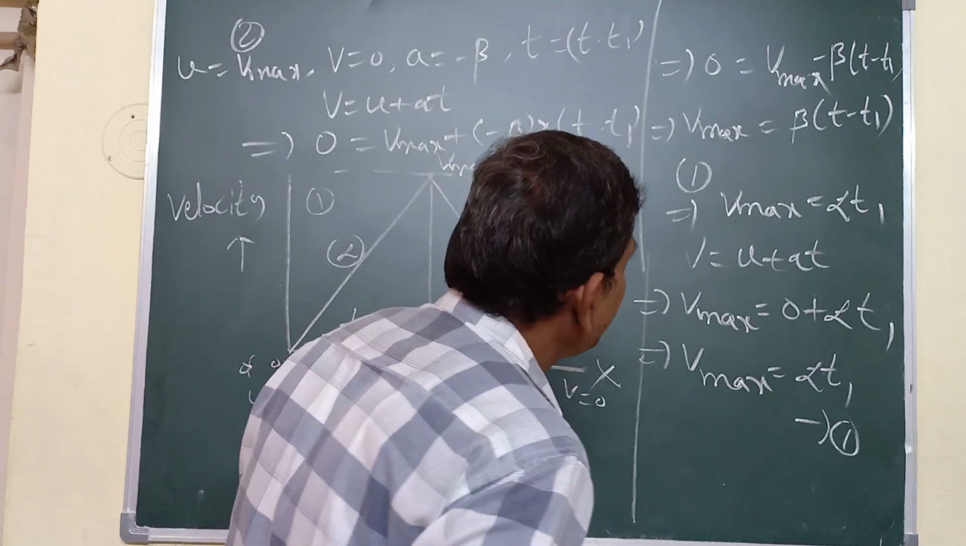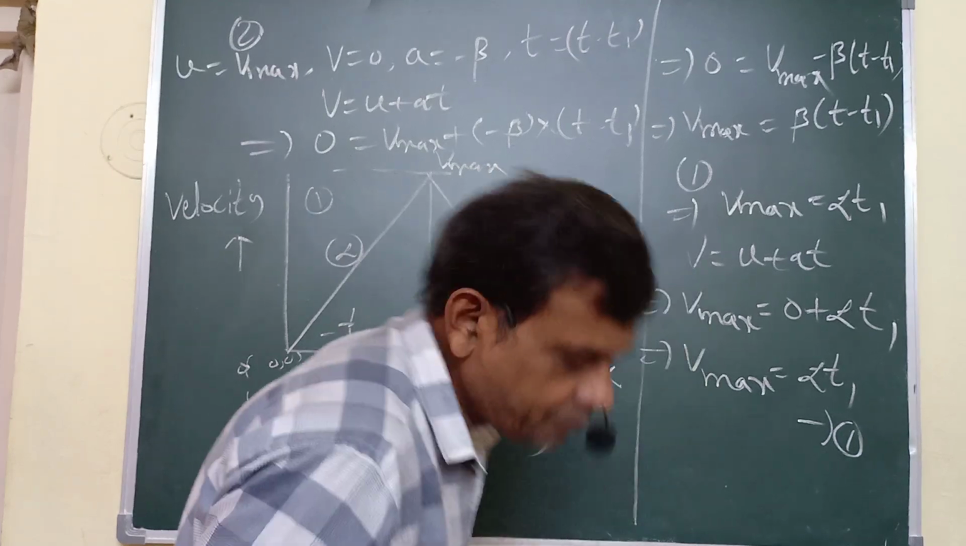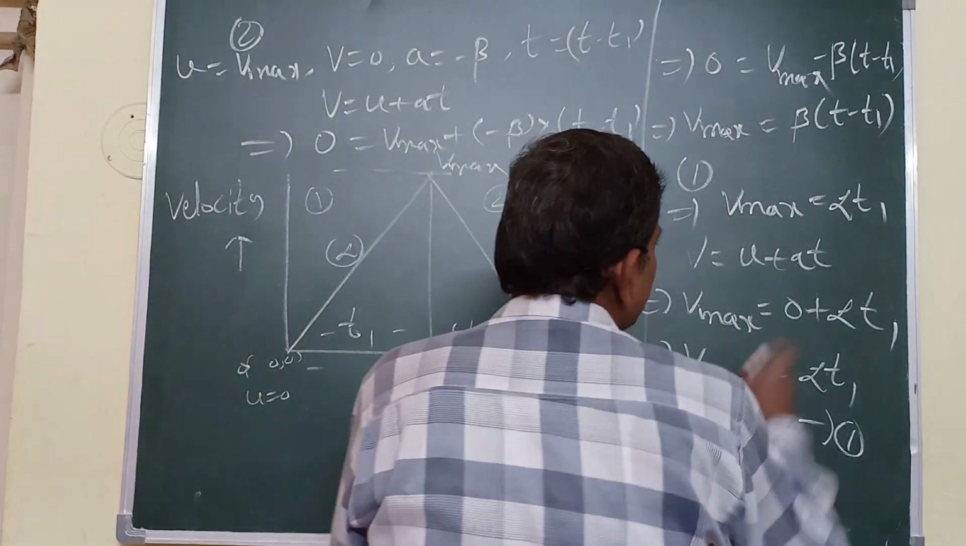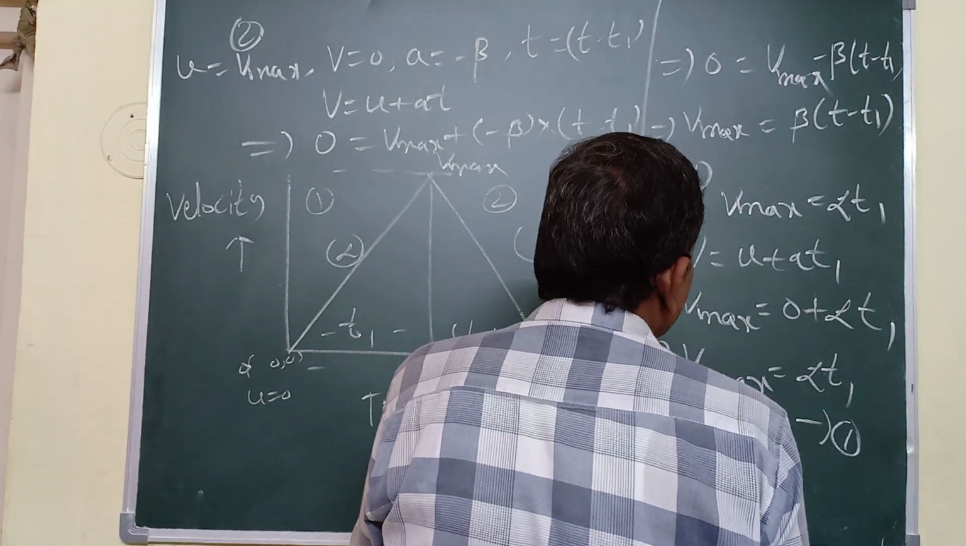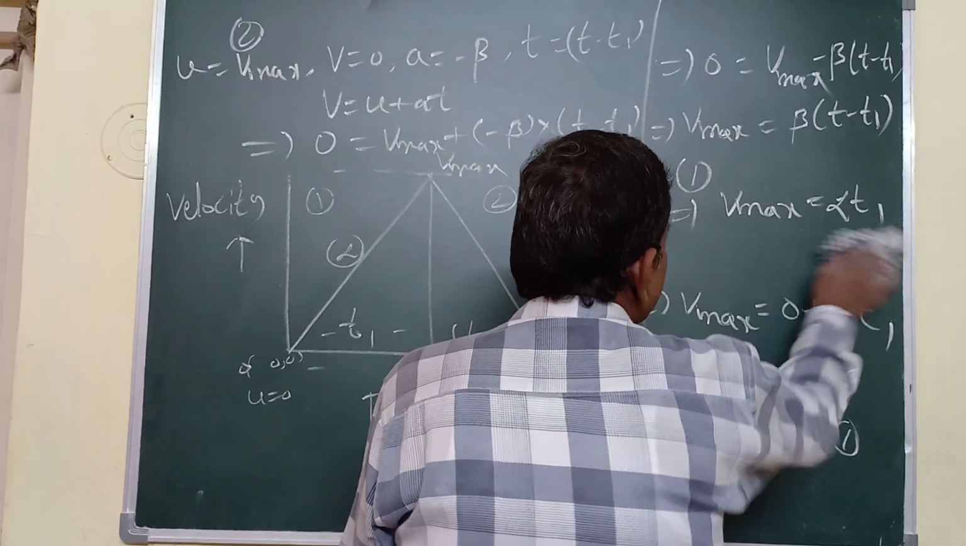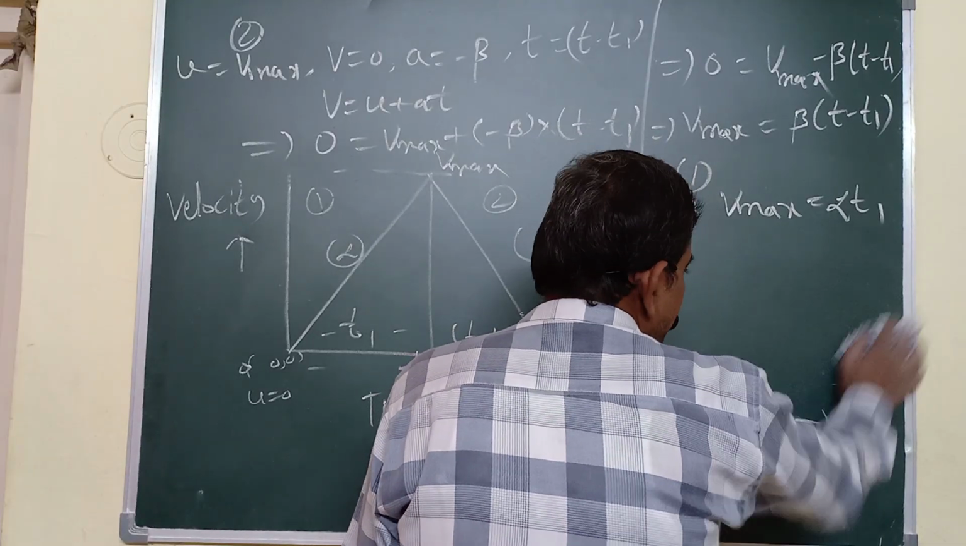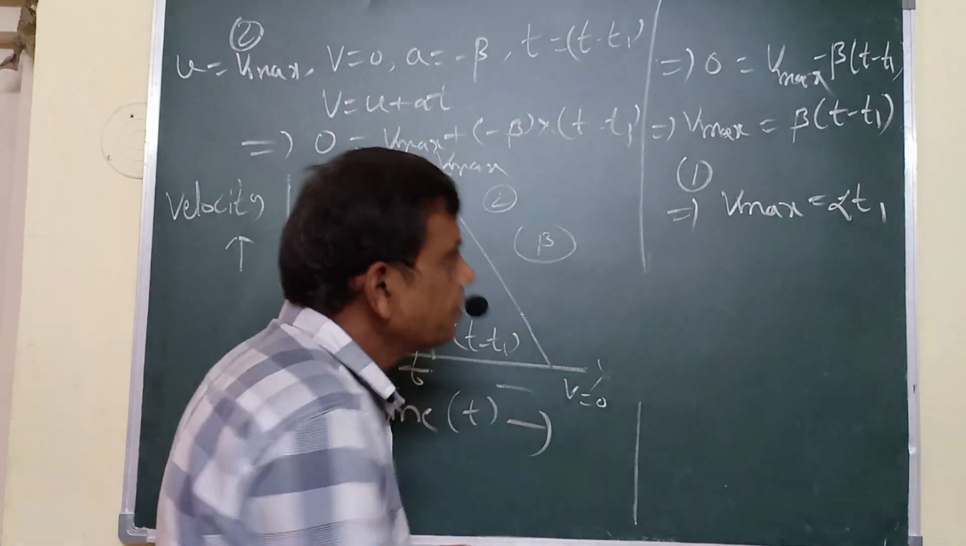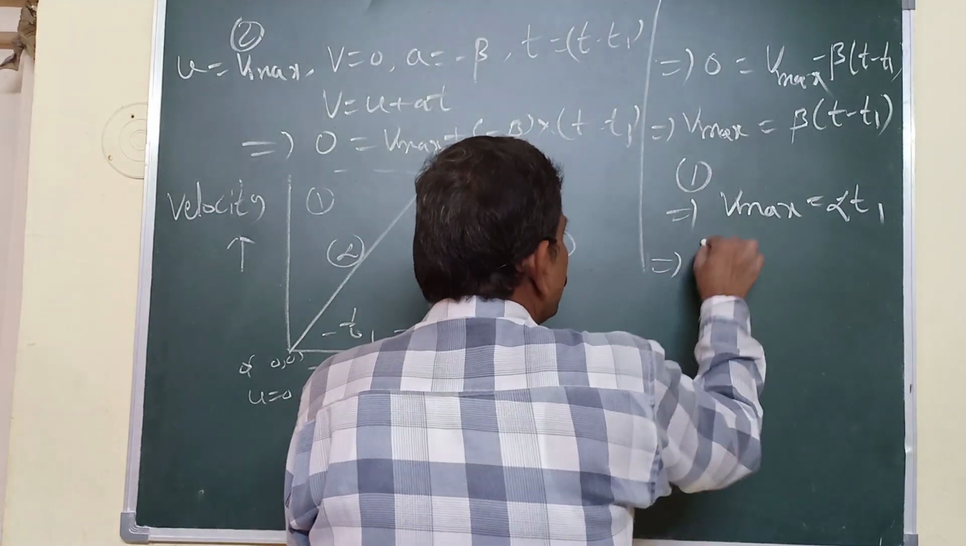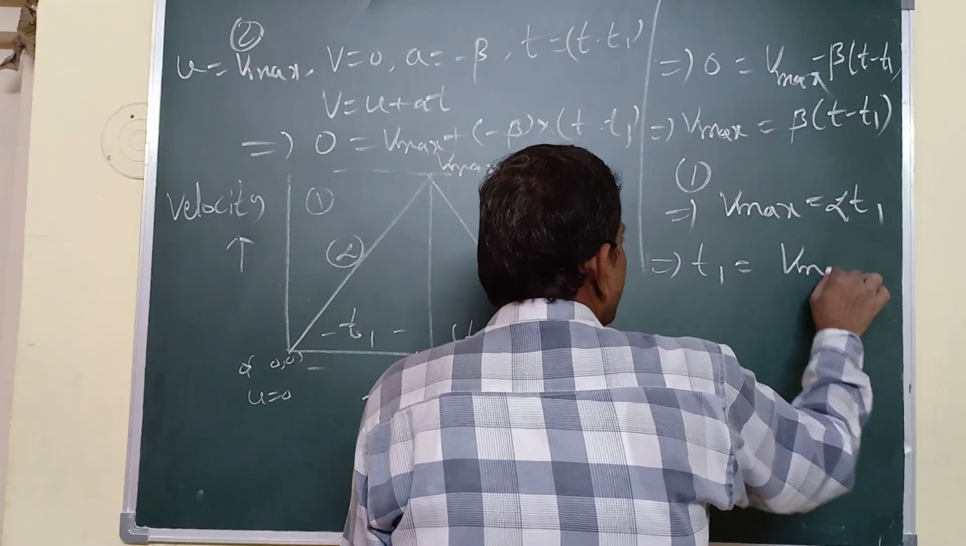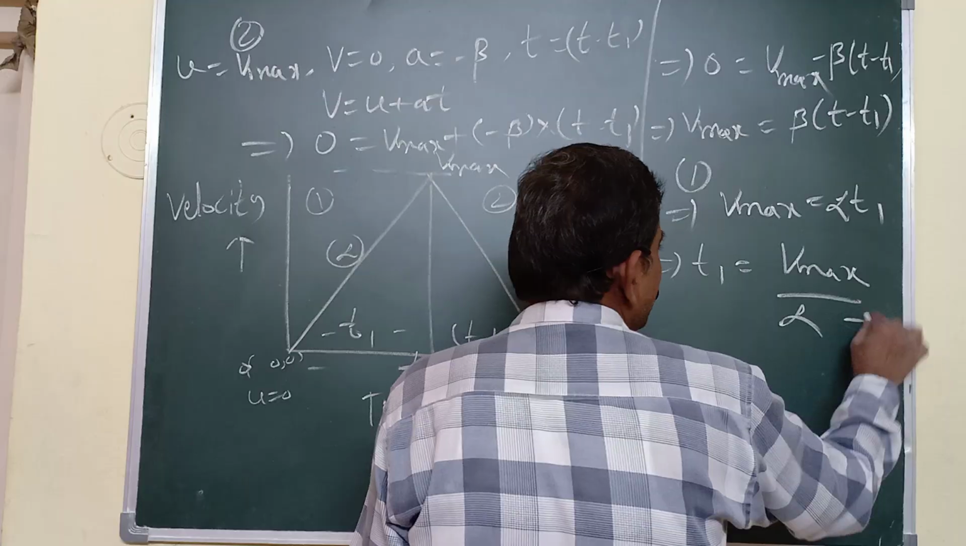Now I am changing this. I want to find the time T1. Then what happens to T1? V maximum equals alpha T1, this I am taking. Then what about T1? T1 equals V maximum by alpha. This is my equation number 3.